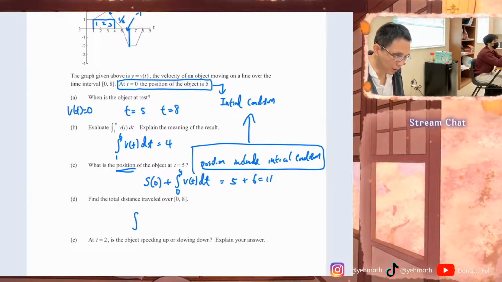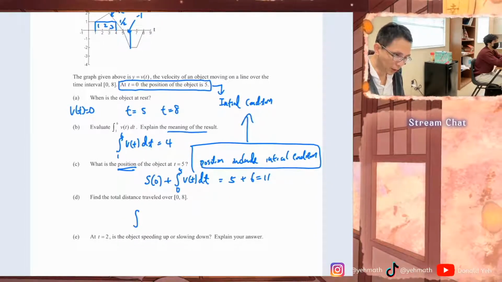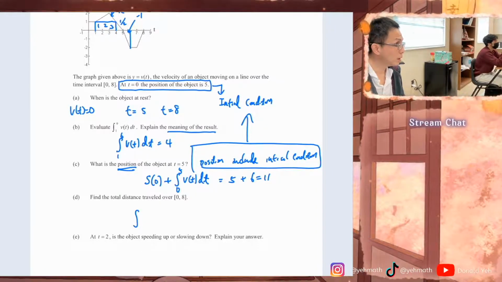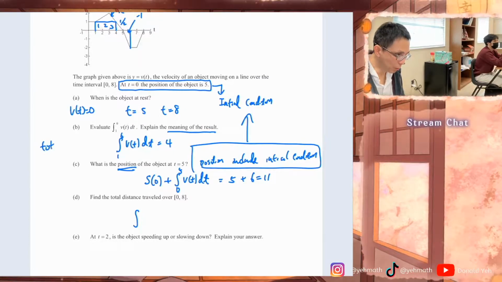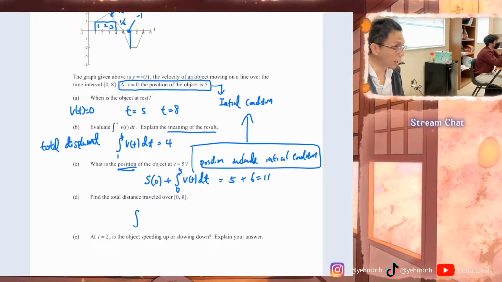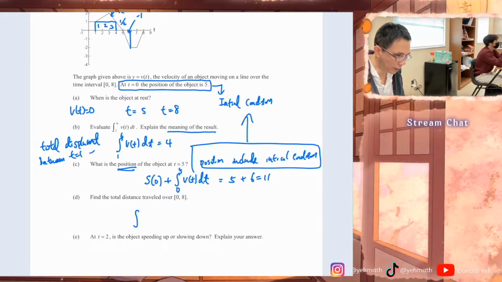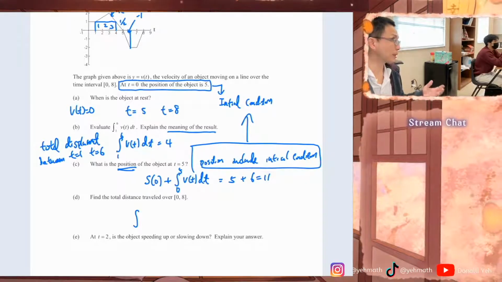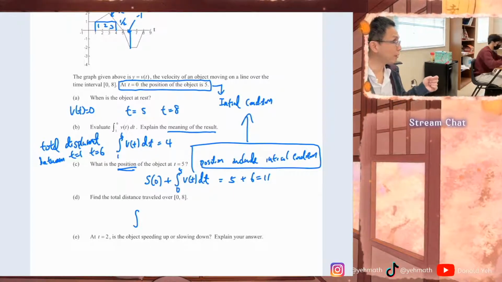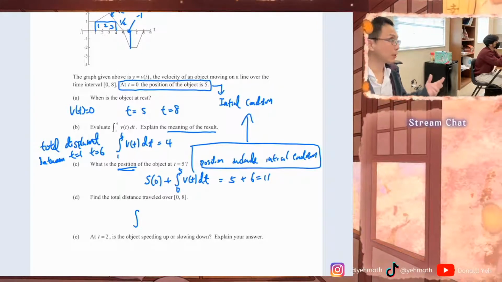Find the total distance between 0 and 8. How would I write that? Oh, sorry, I didn't write it down here. What's the meaning of this result? Yes, not displacement, but total displacement. Make sure you include the time between t equals 1 and t equals 6. That's how you get all the points, because you have to have a time difference. Your integral has a boundary, so you have to define that time when you explain the meaning. That's how you get all the points.